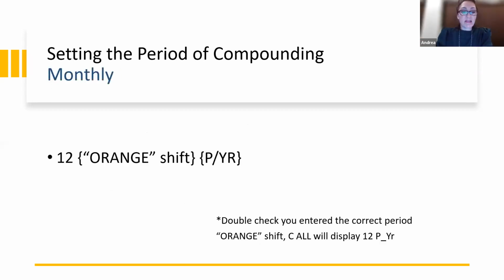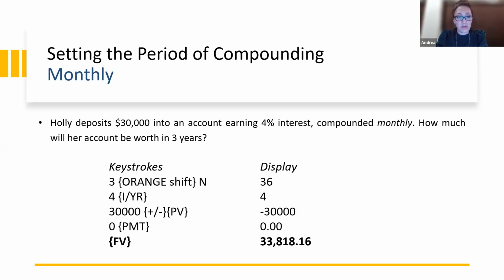And then the last one is monthly. Okay. So you'll have a question again. We're going to see an example here. Same thing. You hit 12, your orange shift button, and then the payment or the P, because it's orange underneath, the P/YR. And then if you hit the orange shift button and the C all, you will see that it is now set to monthly or 12 payments or 12 periods.